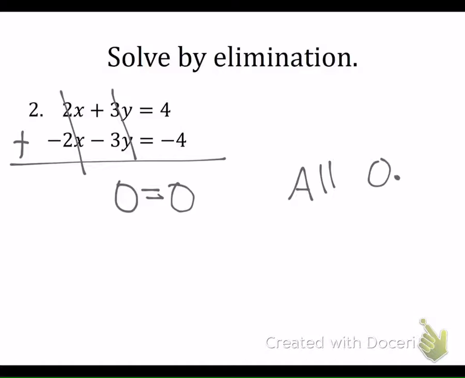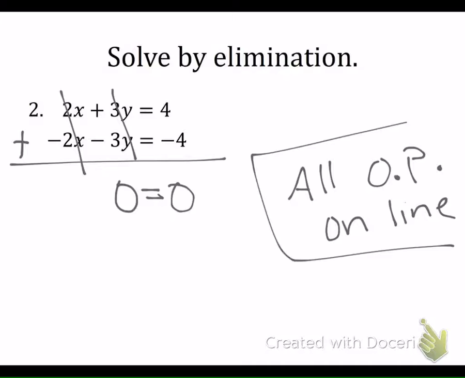Good. So, again, think back to the graphs of these. If I graphed the same equation, just everything's opposite, it would end up being the same line. Okay? So if you get something that's true, it's all ordered pairs on the line. If we would get something that was not true, that would be when the lines are parallel and you have no solution. So those are the two special ones you want to look for. Questions?